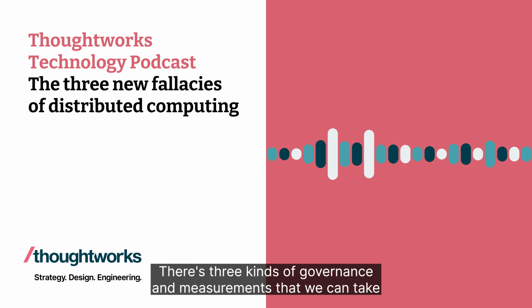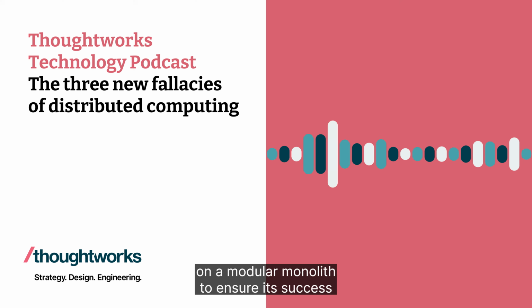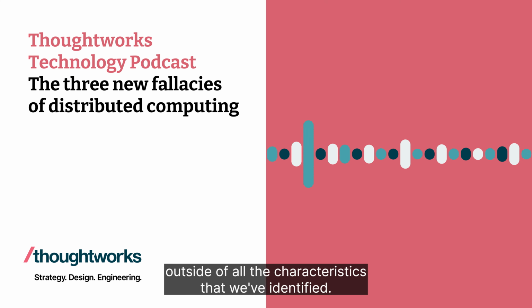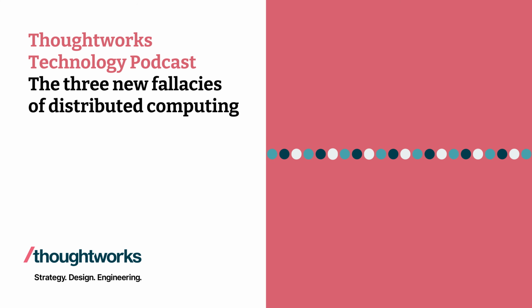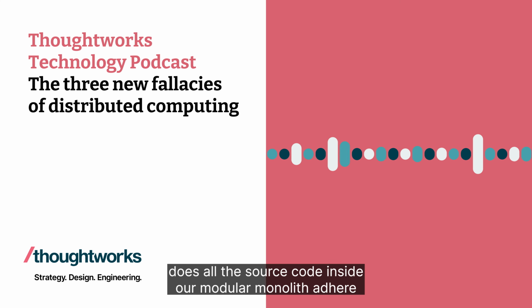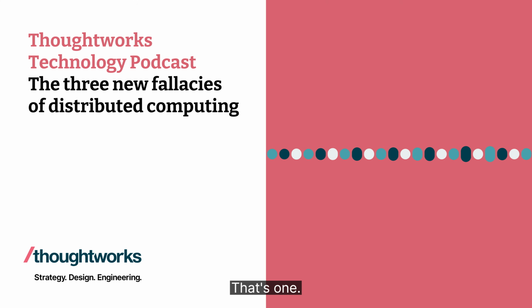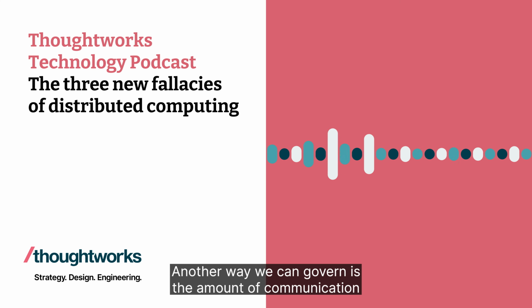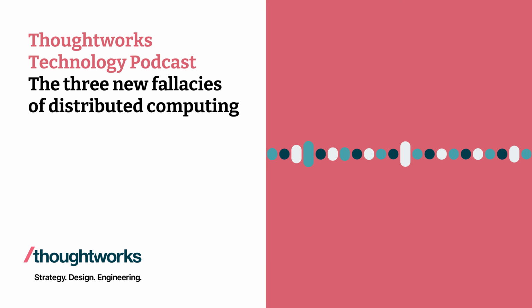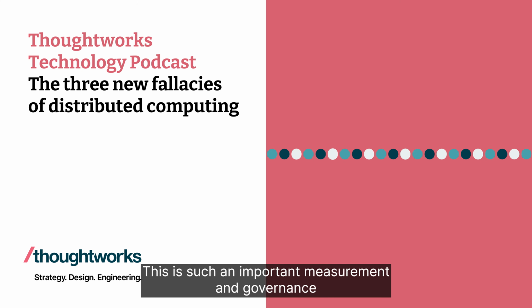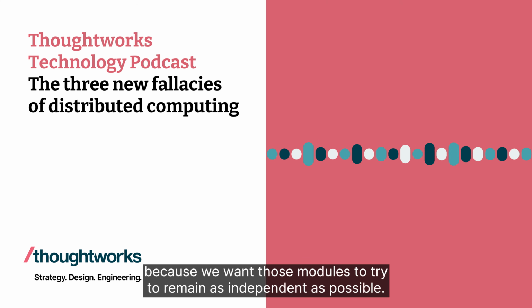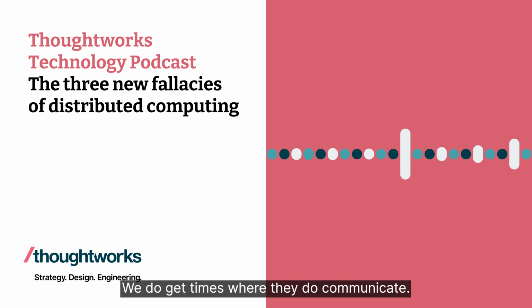There's three kinds of governance and measurements that we can take on a modular monolith to ensure its success, outside of all the characteristics that we've identified. For example, does all the source code inside our modular monolith adhere to the specific modules we identified and those corresponding domains? That's one. Another way we can govern is the amount of communication between those modules. This is such an important measurement and governance because we want those modules to try to remain as independent as possible. And we do get times where they do communicate.